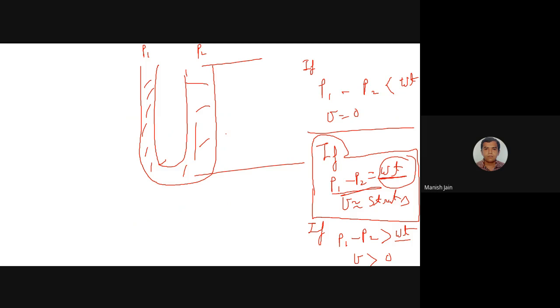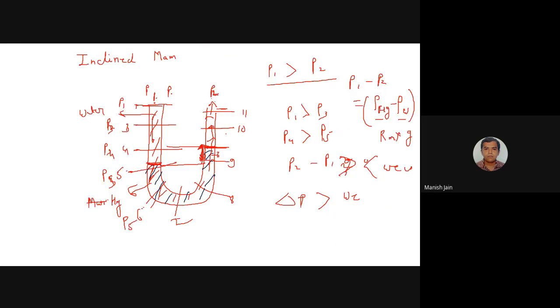Although the stationary condition may represent when you have a single fluid, that cannot be used as a barometer. Basically, why we are studying this design is because this design is used to measure the pressure drop between two points.